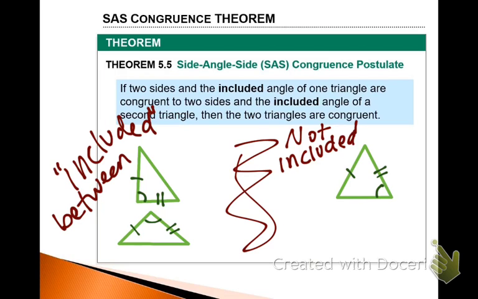What I tell people is what I think of. Some people said pizza, which is fine. I think of an ice cream cone. All of the information that you need will be in one corner of the triangle, and it will be enough to prove that the two triangles are congruent.